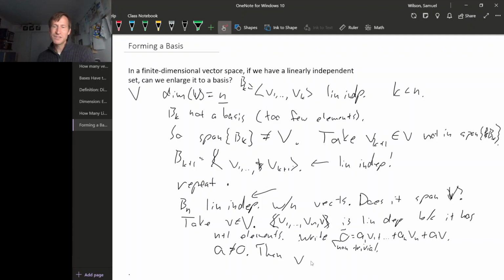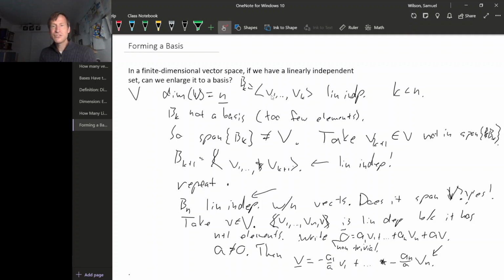But then we can solve this equation for v. V is minus a1 over a times v1 plus and so on down to minus an over a times vn. All right, so now we've displayed v as a linear combination of v1 through vn, so we know that bn spans V.